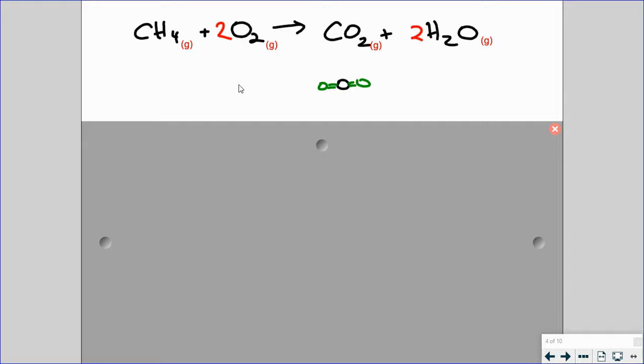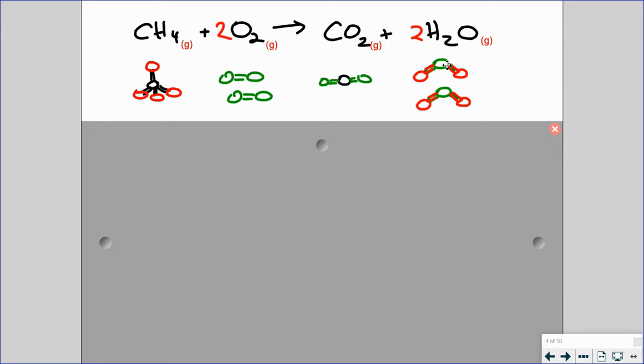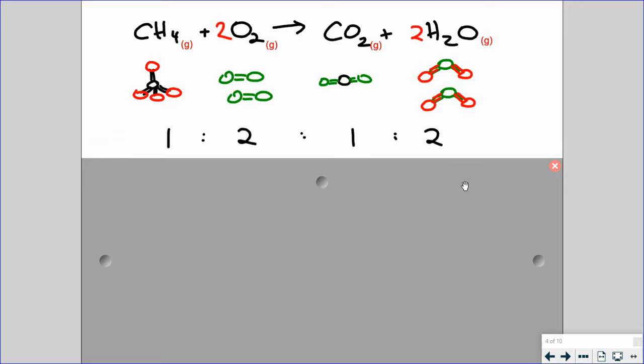So if you were to look at this in terms of molecules, you'll see that you have one molecule of CH4, two molecules of oxygen, one molecule of CO2 produced, and two molecules of water produced. So we say that this has a molar ratio of 1 to 2 to 1 to 2 for methane, oxygen, carbon dioxide, and water.